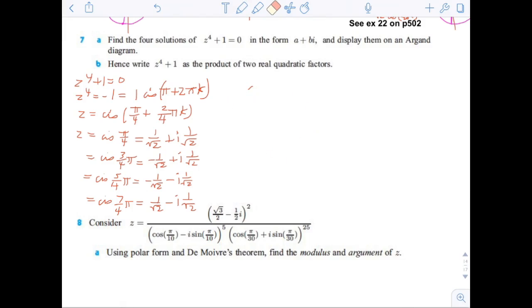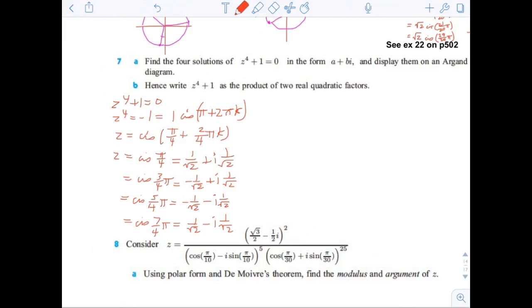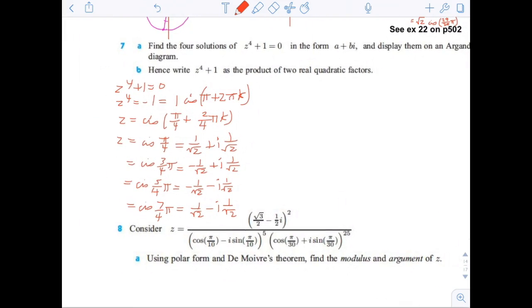All right, B. Hence write z to the fourth plus 1 as a product of two real quadratic factors. So we do need to display them on an argand diagram. And when we do this, the radius of the circle is 1. It's going to look like this with all the roots at 45 degree angles from the vertical and the horizontal.